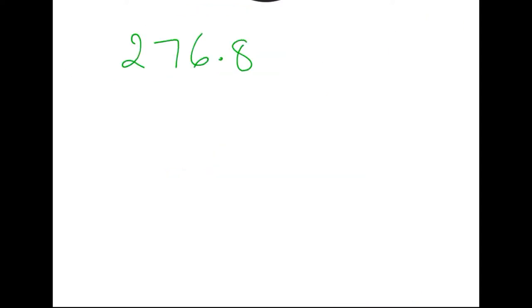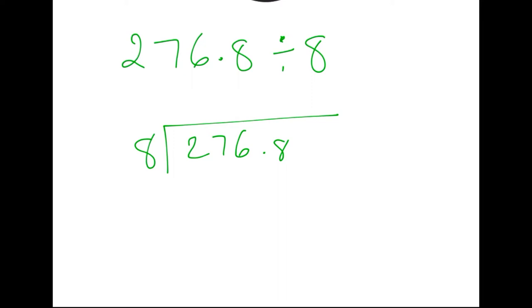Let's try another one. Let's use the long division. Again, I will remove the decimal point right here. Then I will start with 27. 8 goes into 27 3 times. See how I put 3 above 7? I don't put it here. I don't put it just anywhere. Because I'm using 27, the last digit is 7, so I have to put that number above 7.